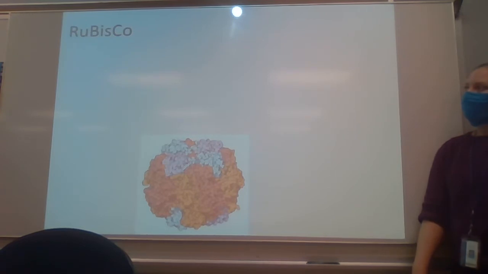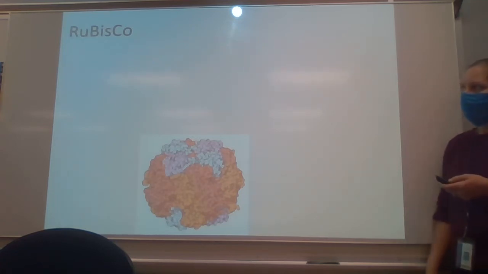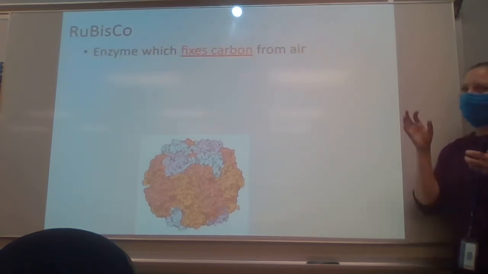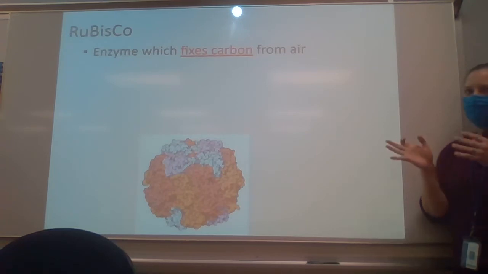Before we actually look at the Calvin cycle itself, there's one very important enzyme towards the beginning of the Calvin cycle. And the shortened version of that name is rubisco. This is the enzyme that fixes carbon. It takes carbon dioxide gas and fixes it into our organic molecule that eventually is going to become sugar.